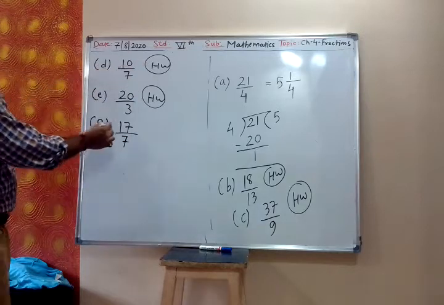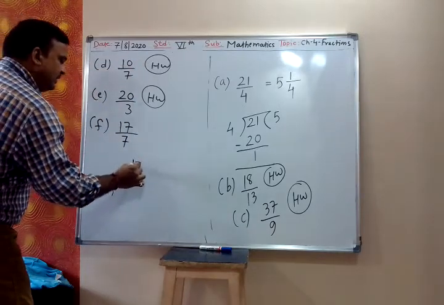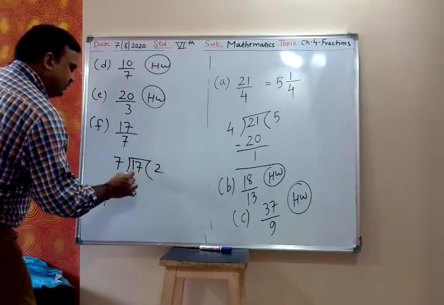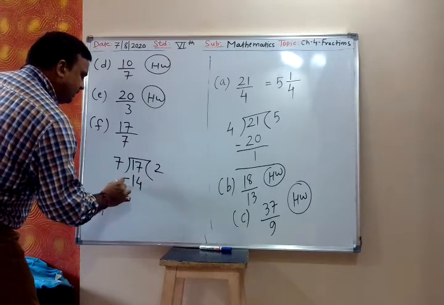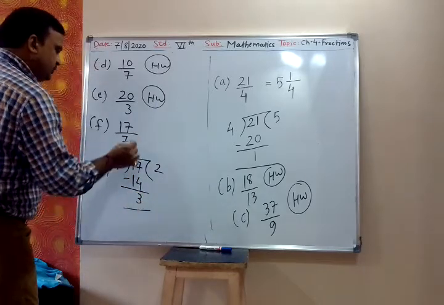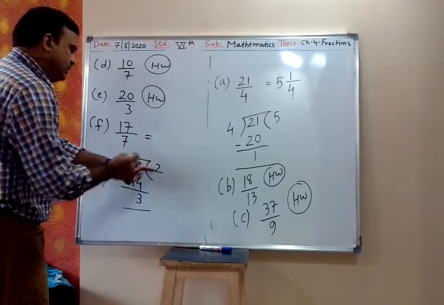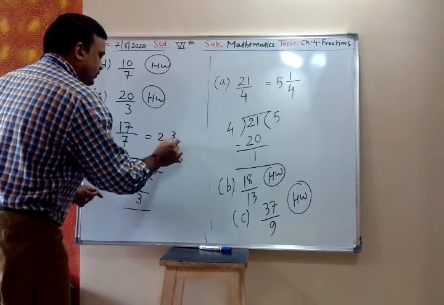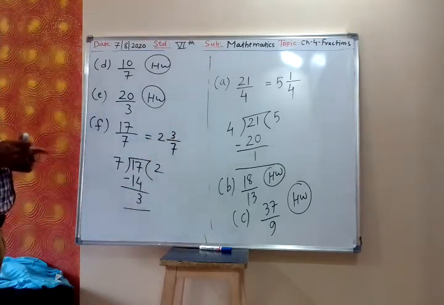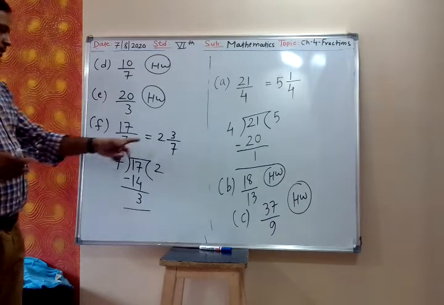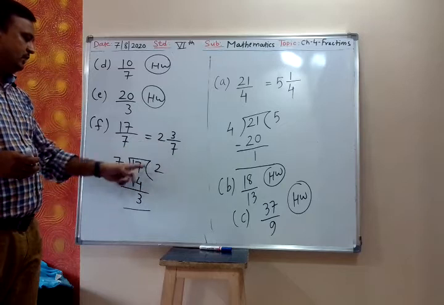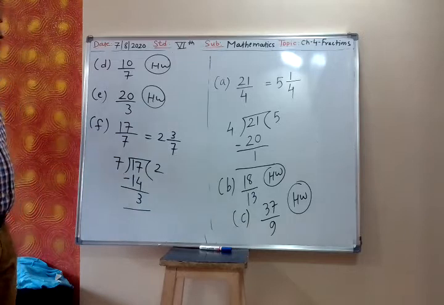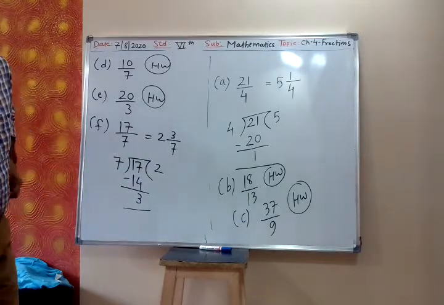For 17 by 7, we divide the numerator 17 by 7. So 7 2s are 14. Then 17 minus 14 is 3. So this we write: quotient as whole, 2 and 3 upon 7. The quotient we write as whole, and the remainder we write up, and this is 7. Right?